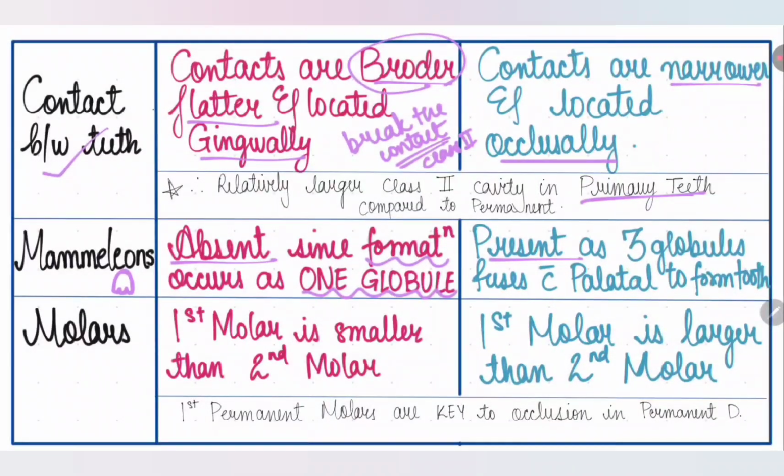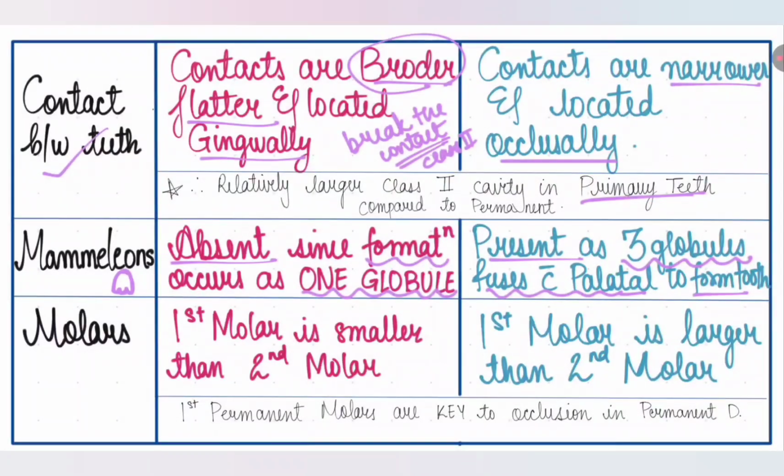Why present in permanent teeth? Because during the formation, three globules fuse with the palatal globule to form the anterior teeth. Therefore, these mammelons are present in the permanent teeth and they are not present in primary teeth.